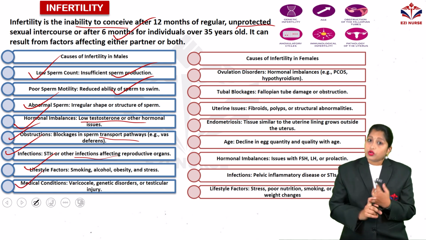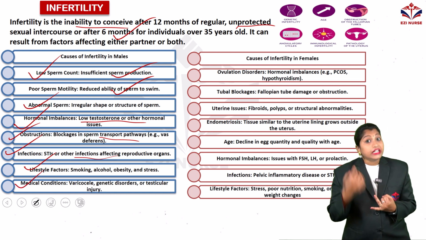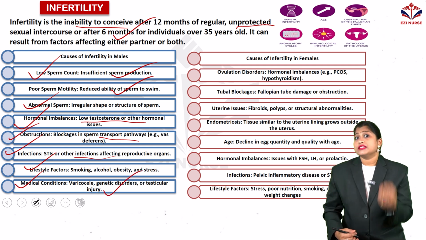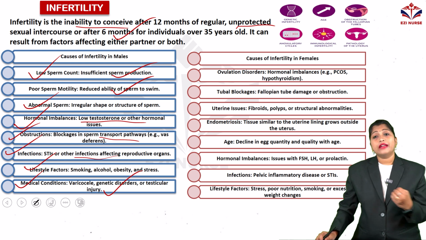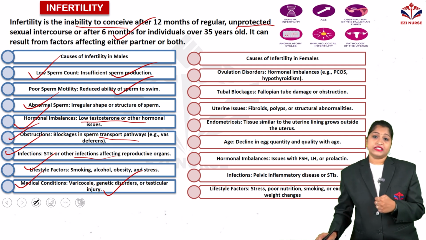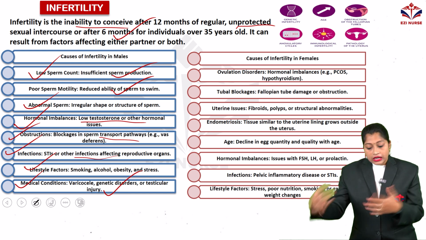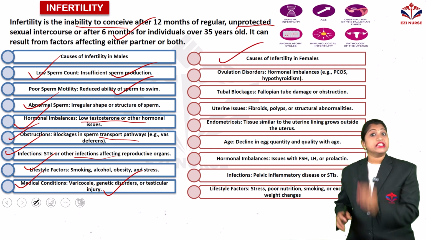For example, varicocele condition, genetic disorders and testicular injuries. If there are any injuries in the testicles of the males, then that can be one of the main causes of infertility in the males. So these were the causes for the males. Let's see what are the causes of infertility in the females.